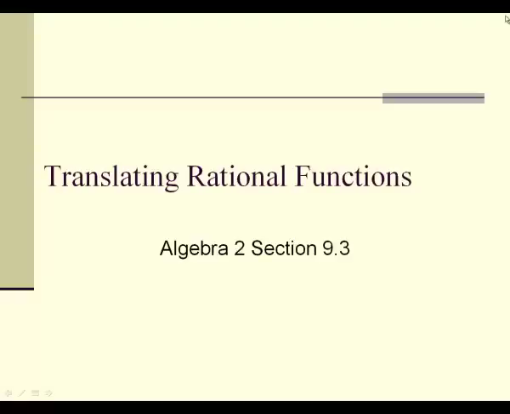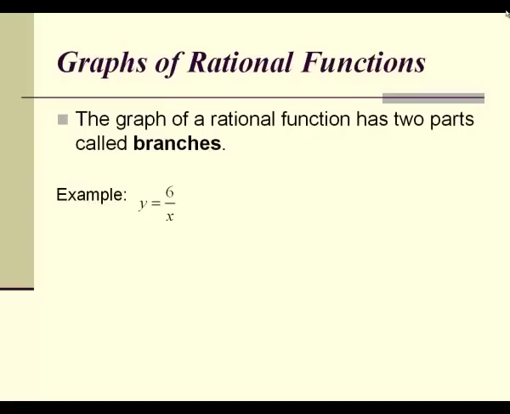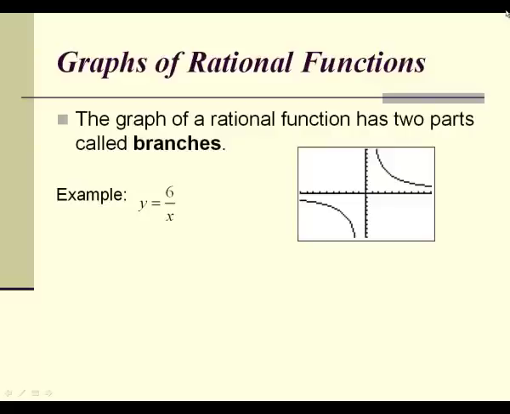In this lesson, we're going to be translating rational functions. This is section 9.3 in the Algebra 2 book. We've already covered chapter 9, all about working with rational functions, which is fractions, and we learned how to simplify them and factor them to break them down, and we even looked a little bit at their graphs and saw that the graphs always had these two parts to it called branches, the two separate little pieces.